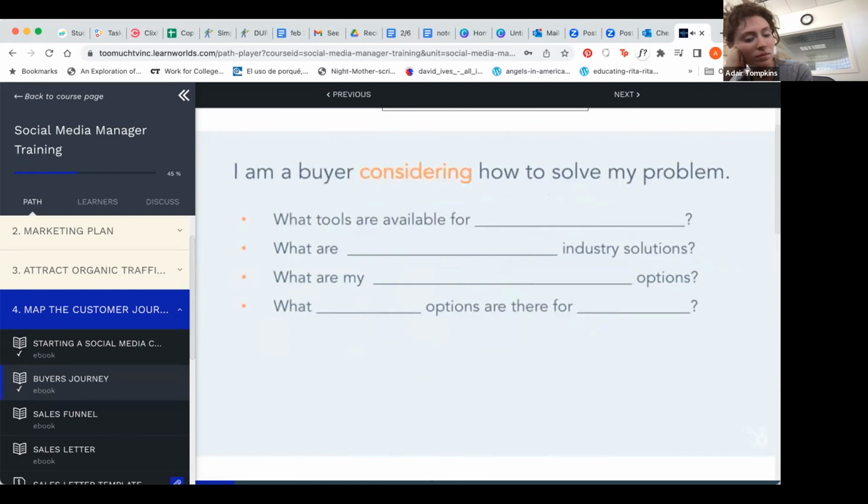Fill these as if you were your buyer persona. What tools are available for blank? What are blank industry solutions? What are my blank options? What blank options are there for blank?